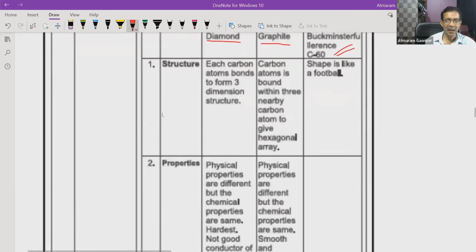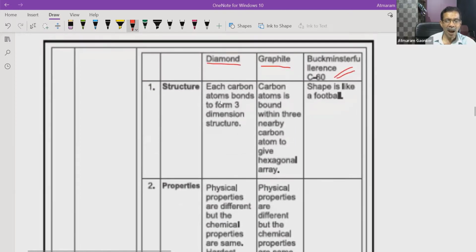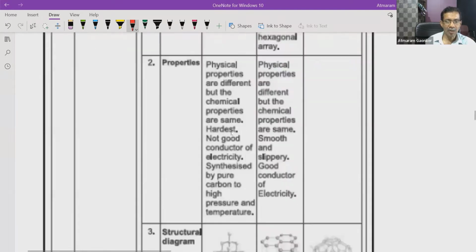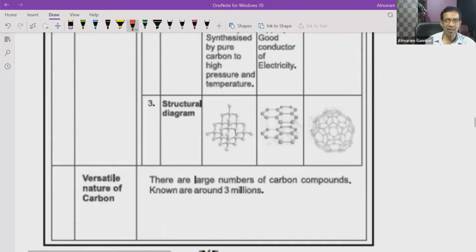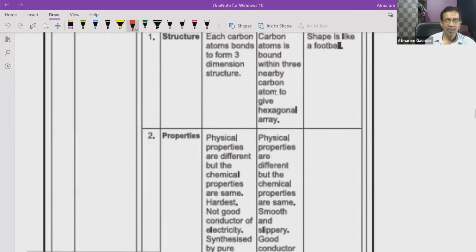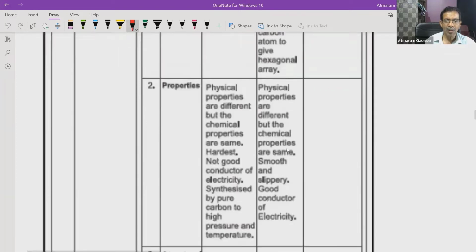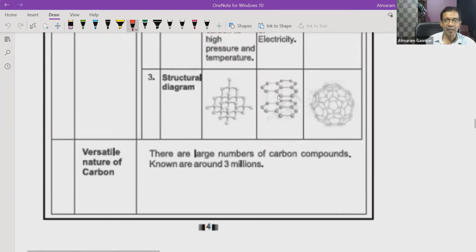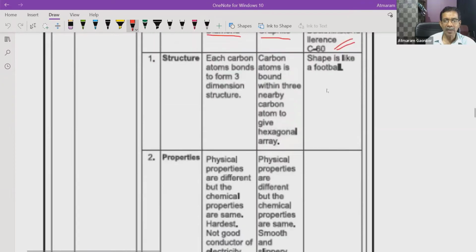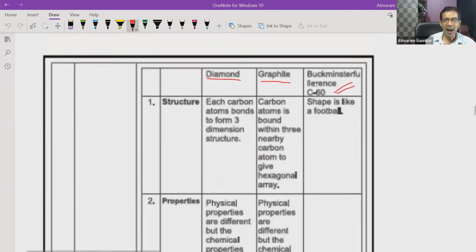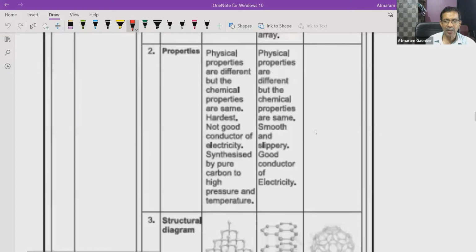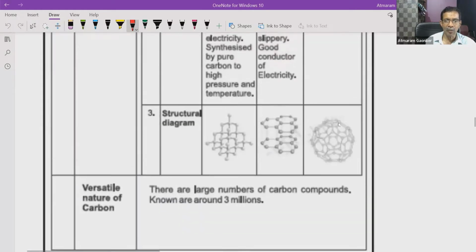First thing is structure. In diamond, each carbon atom bonds to form a 3-dimensional structure. You see, this is a 3-dimensional structure which is formed. Then in graphite, each carbon atom is bound to 3 nearby carbon atoms to give a hexagonal array. So you see, these are hexagonal arrays. And the third one, C60, is shaped like a football. You see, the structure is shaped like a football.